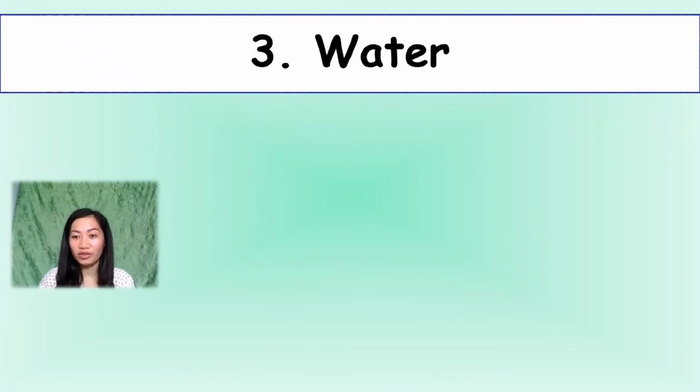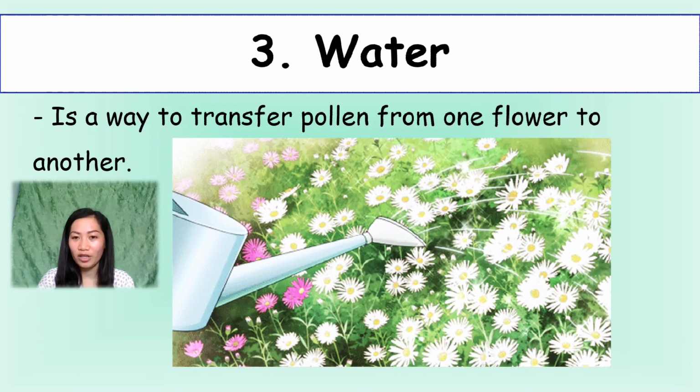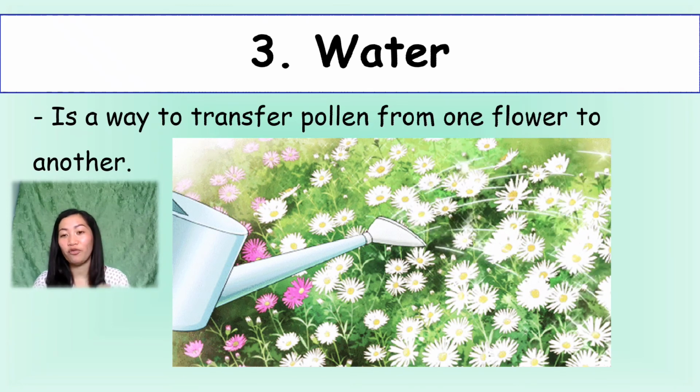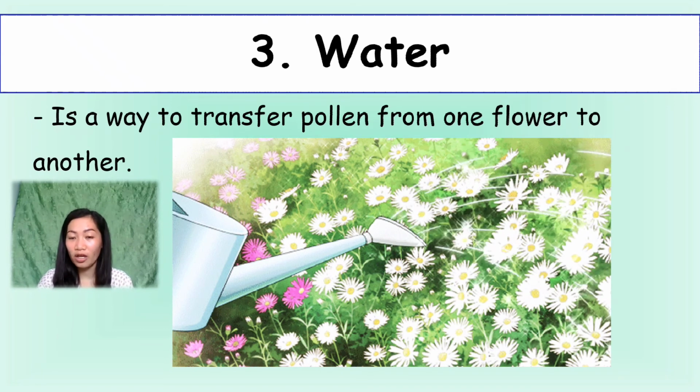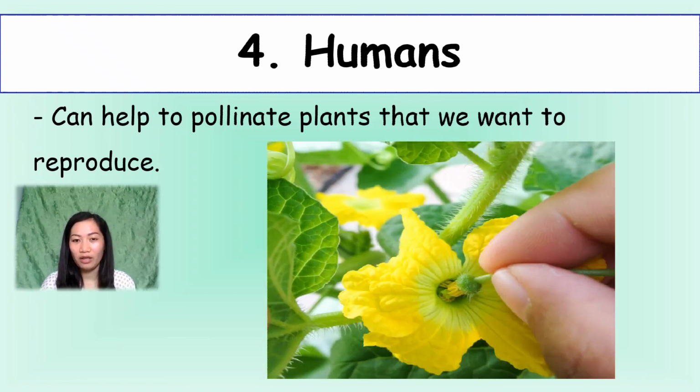We have also the water. It is a way to transfer pollen from one flower to another through the water. For example, when you are watering the plants or if there's rain, it will also cause transfer of pollen grain from another flower. We have humans. Humans can help to pollinate plants that we want to reproduce. Like for example, this one. It's called cross pollination. It's made by humans so that this flower will become a fruit.